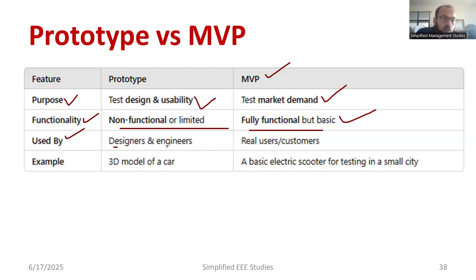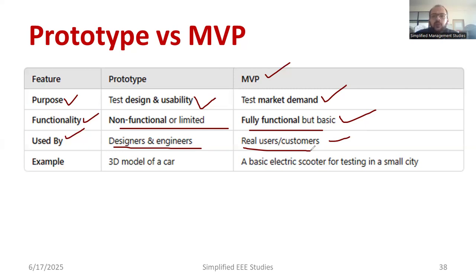The other thing is the user. A prototype is applicable for designers and engineers, especially 3D modeling and CAD. People are drawing the CAD blueprint of a building or blueprint of an automobile in software or on a normal sheet. Earlier days we used to draw on A2 size paper, but right now we have software. If I talk about MVP, it is applicable for real users as well as customers. People can directly use the product and feel it, right?